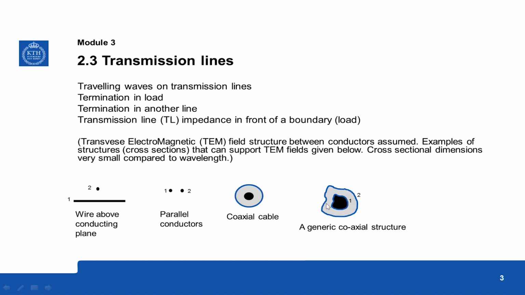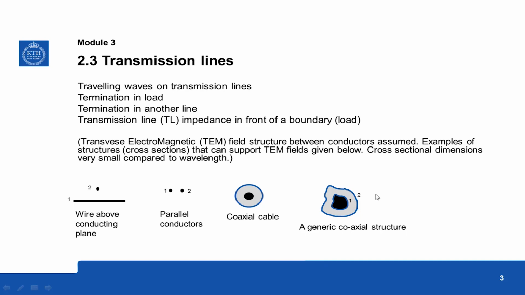So by a TEM field structure, we also assume that we can uniquely define a voltage between conductor 1 and 2, which is an integral of electric field along any path. So it will be path independent. Whatever path you take between 1 and 2, it should yield the same value of voltage.